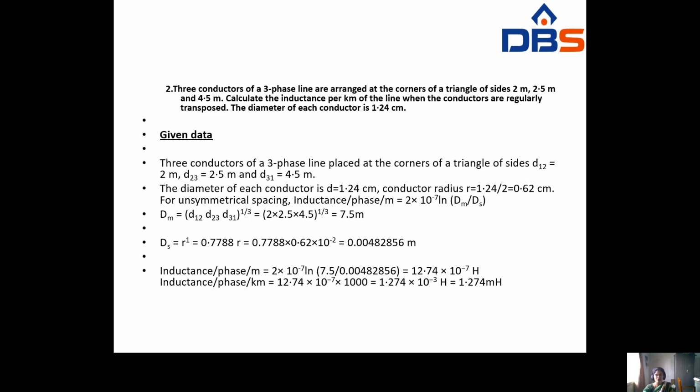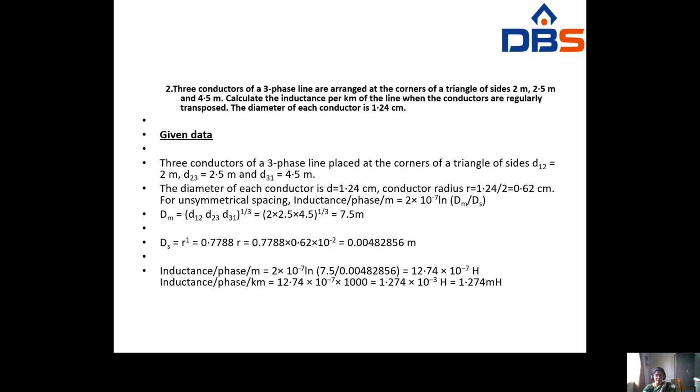Whenever you divide these two terms and take the logarithm of this term, finally you get 12.74 into 10 to the power of minus 7 henries. This is the inductance per phase per meter. But in the given problem, you are asking per kilometer, so you have to convert this value into kilometers.